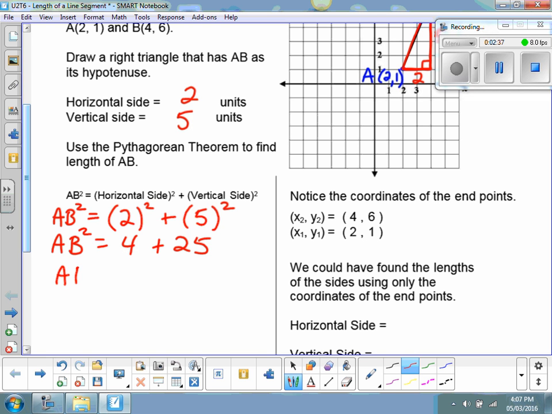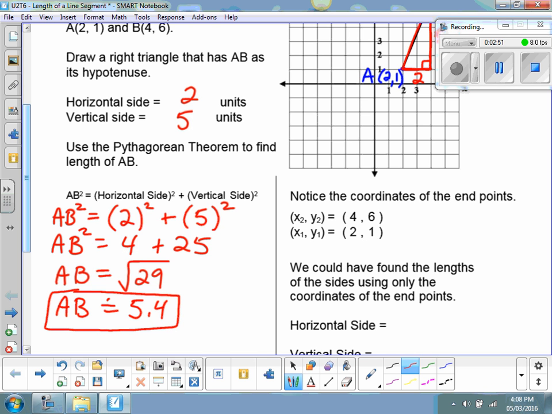So at the end, remembering back to Pythagorean theorem, we would take the square root of 29 to get the value for AB. And if we rounded that to 1 decimal place, the length of that line would be 5.4 units, which makes sense because it should be the longest side, and it's longer than the other 2 sides that we have. Now, notice the coordinates of the endpoints.